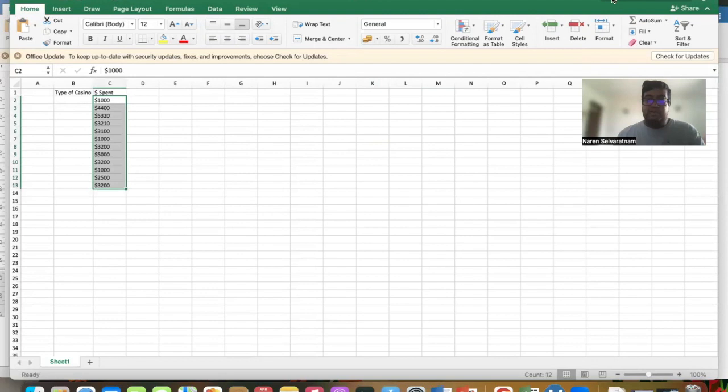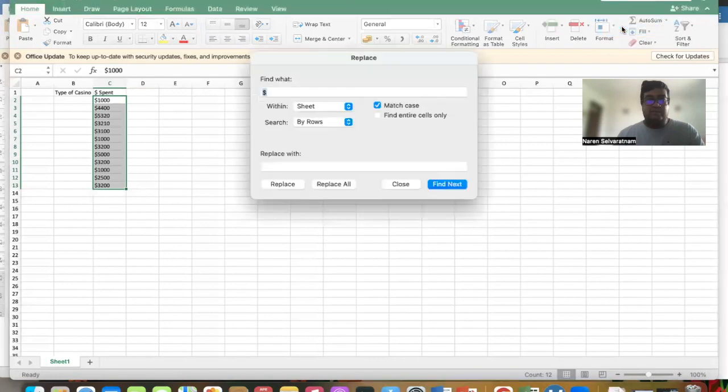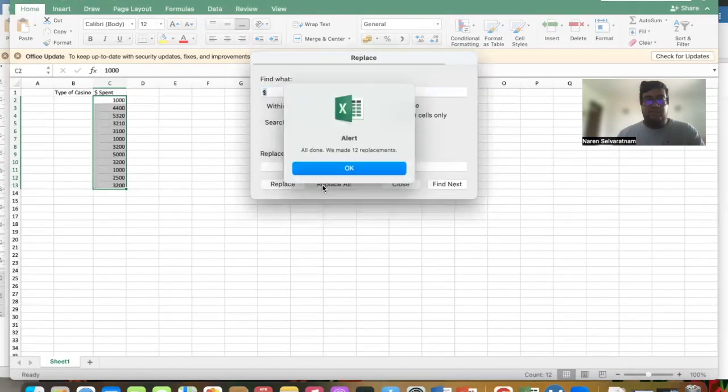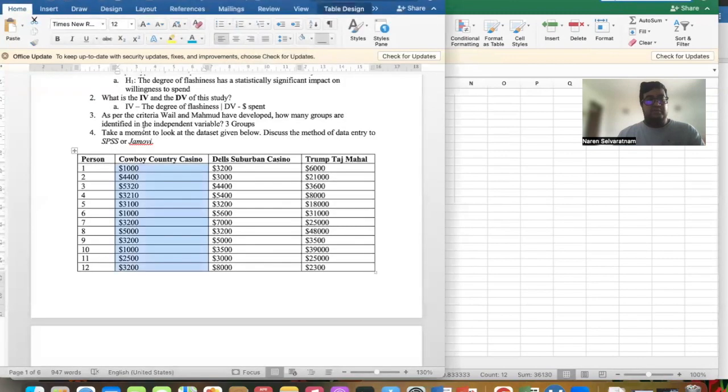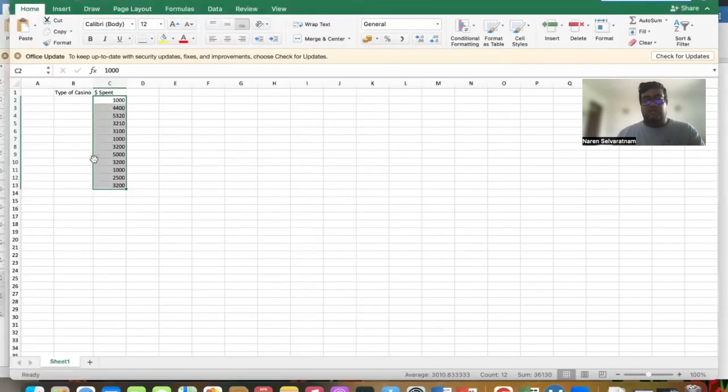So what I can do is click on this search button right here. There's a small button. You click on this and click on replace. Then I'm going to replace my dollar sign, match the cases, and then replace all. Boom, it goes away. Now, if you are a first year student, it's very important you learn how to do this as well.